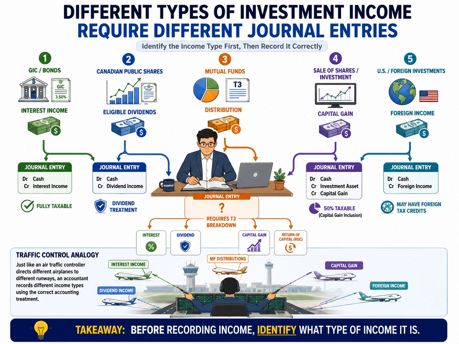The key lesson from this slide is simple. Before recording any investment income, first determine exactly what type of income it is. Once the income has been properly identified, the correct journal entry, tax treatment, and reporting requirements become much easier to apply. Accurate classification is the first step toward accurate accounting records, accurate financial statements, and ultimately, an accurate T2 corporate tax return.